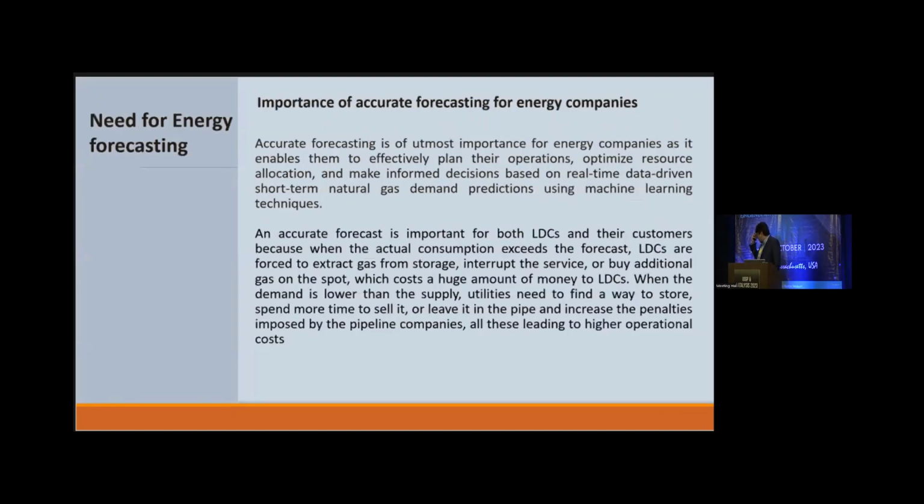That's why we need energy forecasting. It's important for both LDCs and their customers, because the actual consumption sometimes exceeds the forecast, and sometimes we don't need that much energy. That depends upon many factors throughout the year and throughout the day.